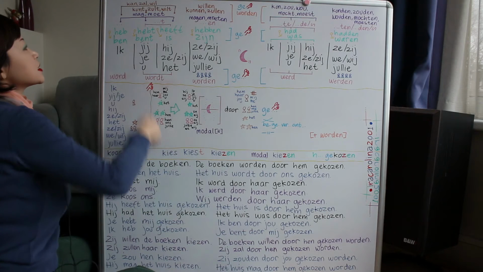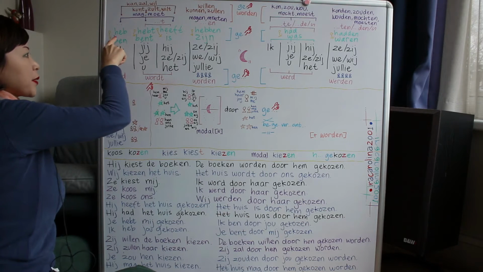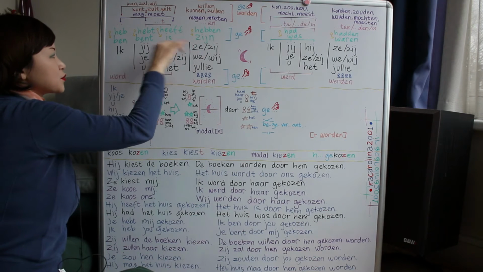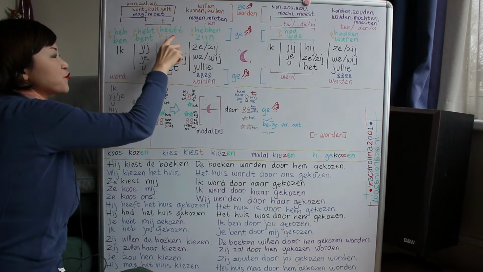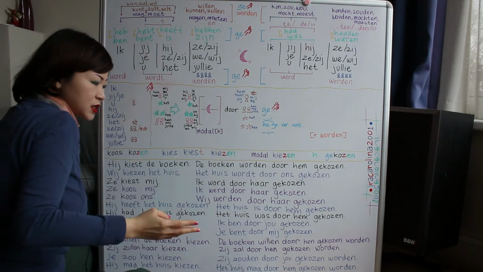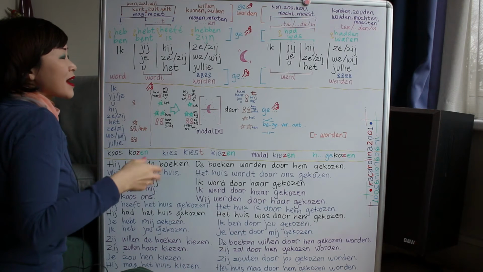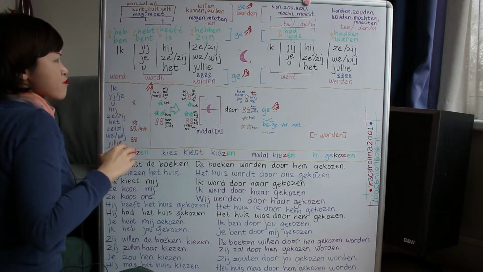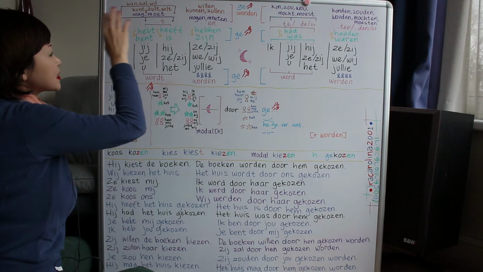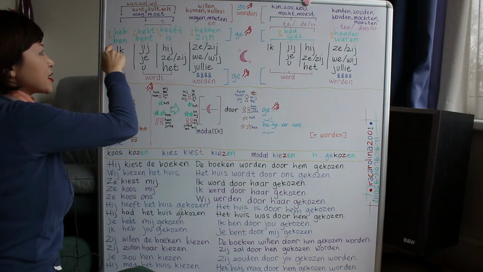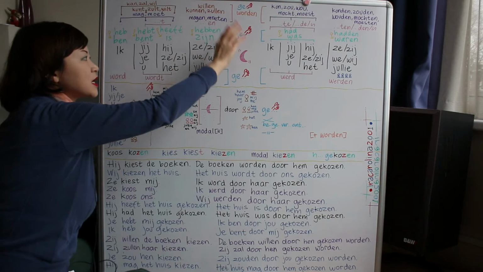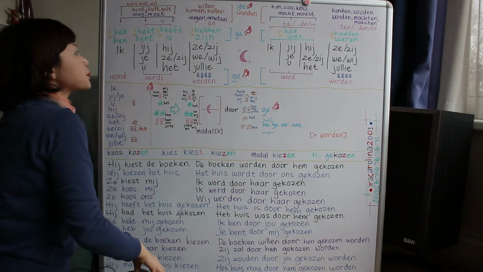And there are sentences that come with heb and ge something, or with another subject it will be hebt or heeft or hebben and ge something in active sentences. If we want to make it a passive sentence, the have or has changes into ben or bent or is or zijn, and then we use the ge something, the verb.